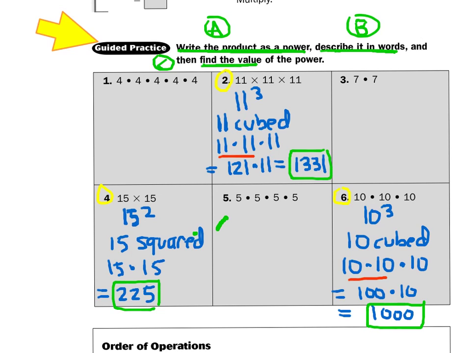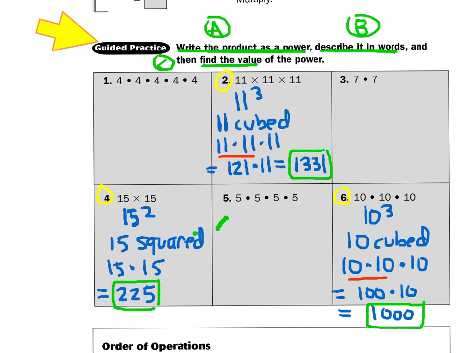Find the value, we multiply it out. 11 times 11 gives us 121. 121 times 11 would give us 1,331. Now please take a look at number 4. 15 times 15. Well, we could write it as 15 to the second power. Another way of saying it is 15 squared, or 15 to the second power.